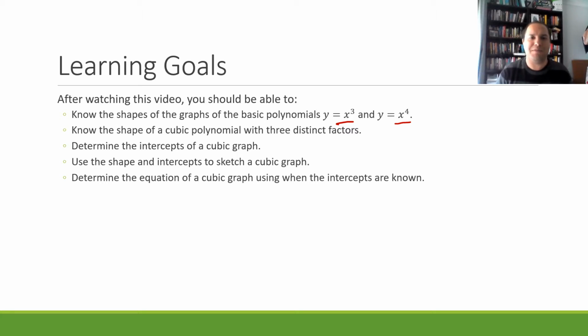Determine the intercepts of a cubic graph, use the shape and intercepts to sketch a cubic graph, and then determine the equation of a cubic graph when using the intercepts. So a lot of work with cubics here, a lot of work translating what we're doing with equations into graphs.